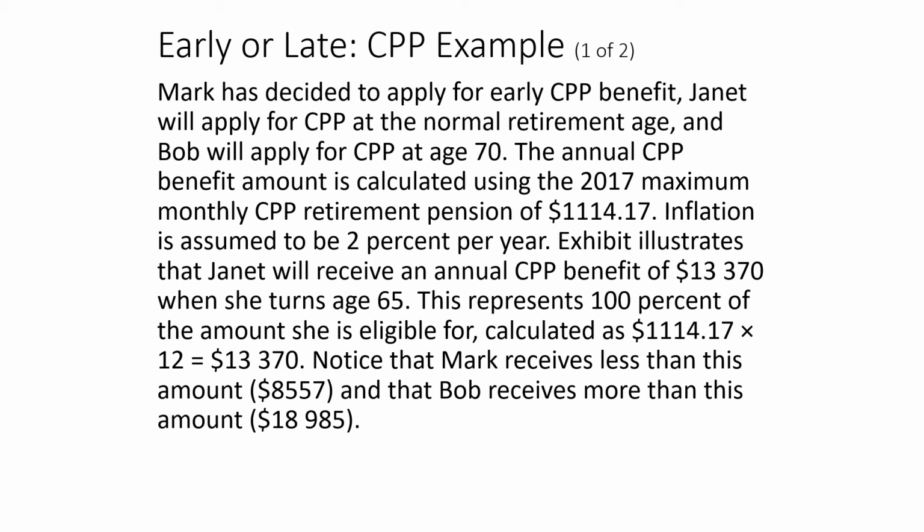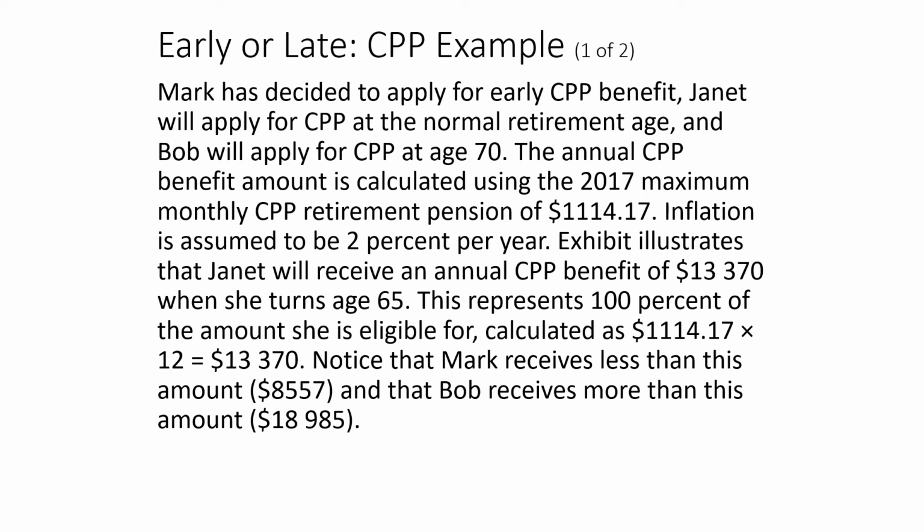Here is some discussion. Mark has decided to apply for earlier CPP benefit. Janet will apply for CPP at normal retirement age, and Bob will apply for CPP at age 70. Annual CPP benefit amount is calculated using the 2017 maximum monthly CPP retirement pension of over $1,100. Inflation is assumed to be 2% per year.